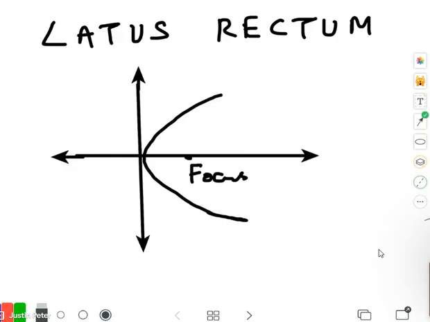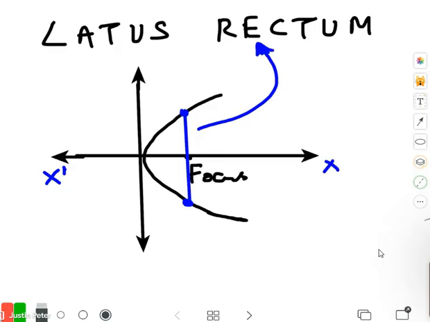Now if you have a line segment perpendicular to the axis of the parabola. Which is the axis of the parabola here? X-axis. So this x-axis, okay, the line segment perpendicular to the axis of the parabola and through the focus, and the endpoints must be on the parabola. So then such a line is what you call it as what?